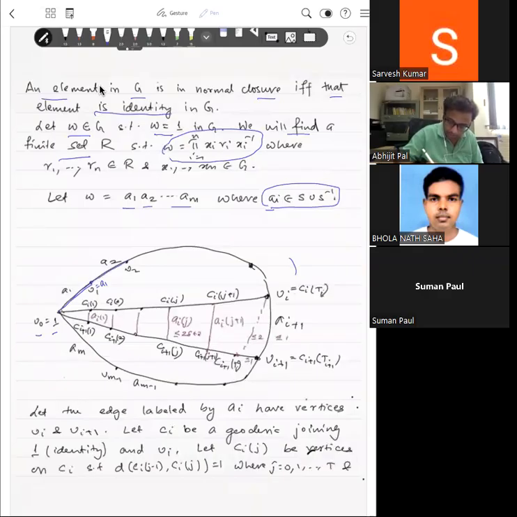So this V2 will be A1A2. Between A1 and A1A2, the edge will be labeled by this A2. Like this you continue, and the last edge will be labeled by this AM. Any doubt? So I have taken this W to be equal to A1A2...AM, and it will represent the identity element.